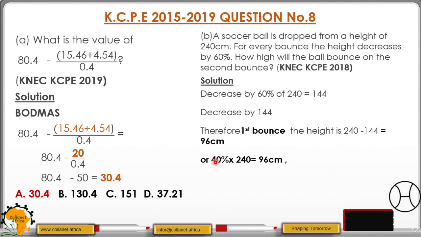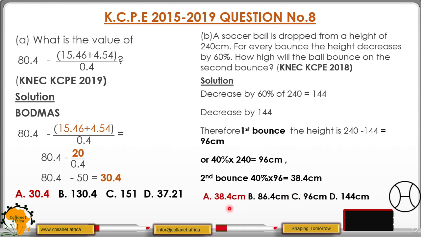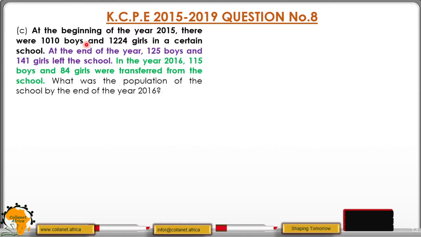So the second bounce, it will be 40% times 240, or this is the alternative way of doing this part. Then the second bounce will be 40% times 96, you get 38.4. So when you're told decrease by 60, it means 100 minus 60 to get 40, so that you can get the direct answer. So our choice is A. Let's go to part C.